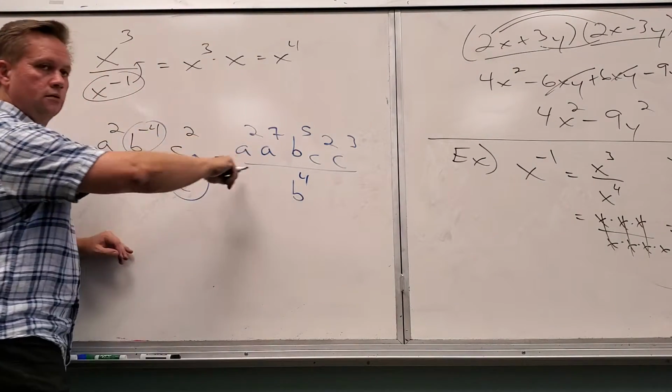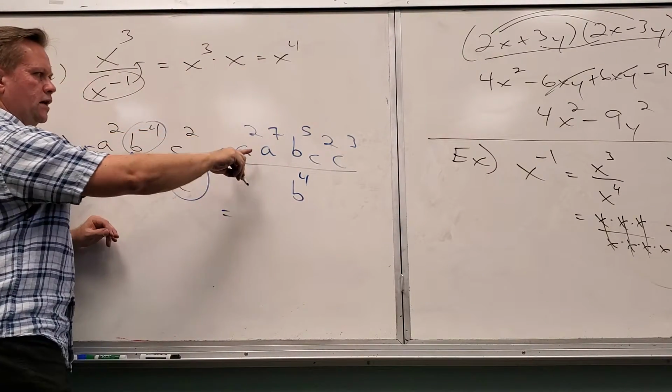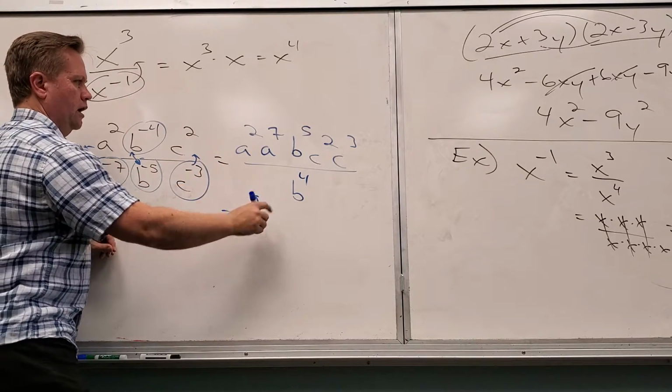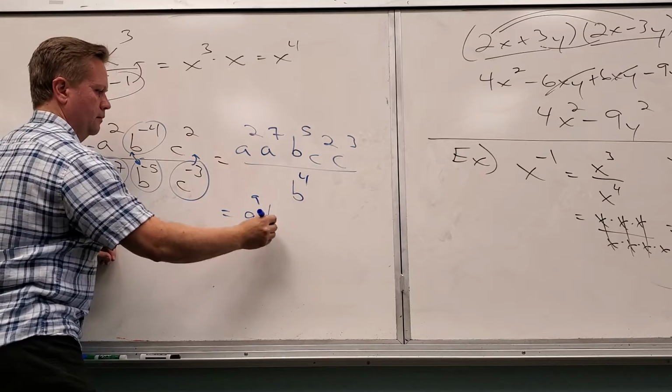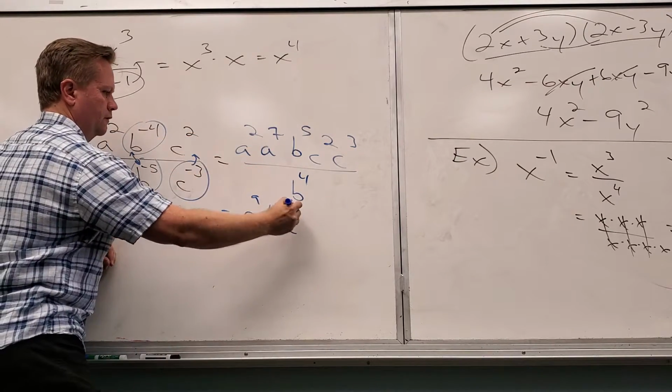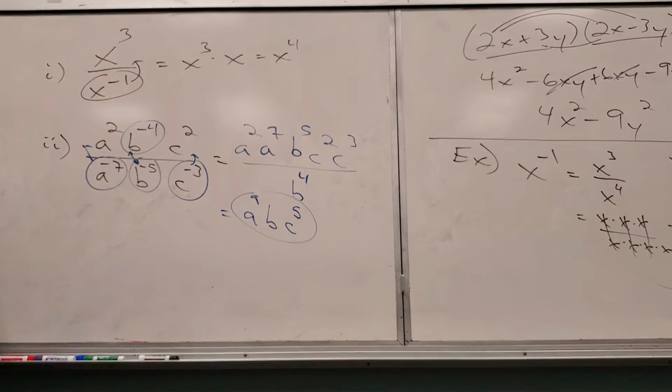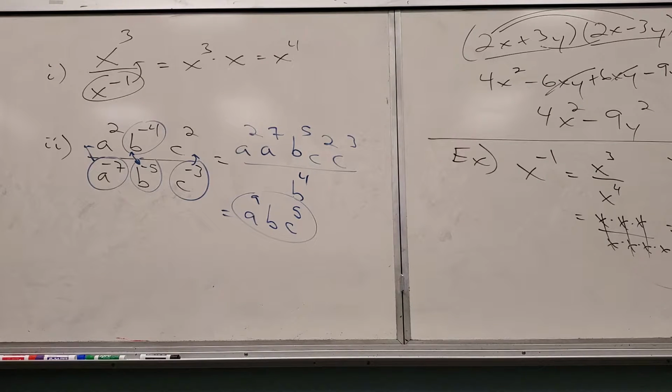And now look, how many total a's do I have on the top? 9. How many b's do I have? 1 on top. And how many c's do I have? Kabam. So again, you don't have to move the negatives. The rules stay the same as always. It's just if you do move them, you're going to make fewer negative mistakes.